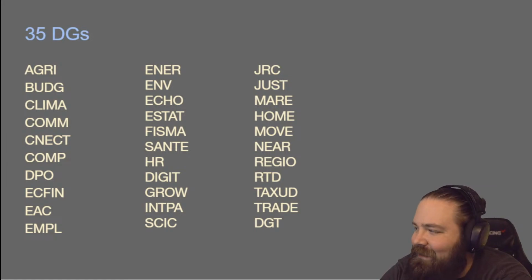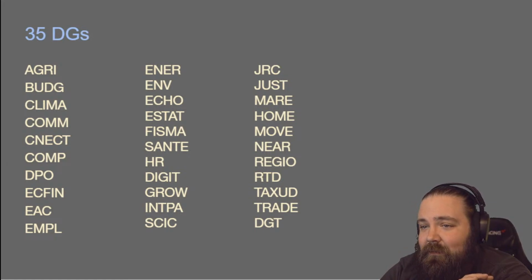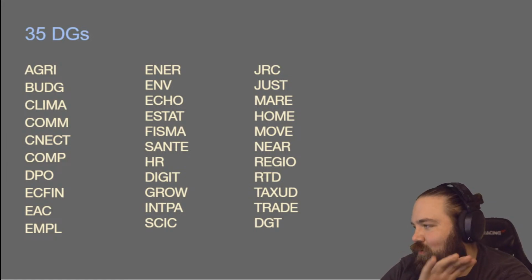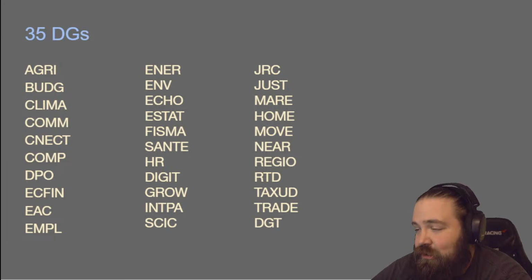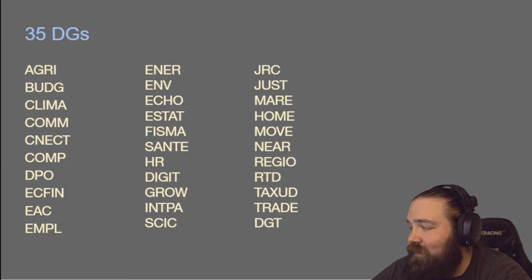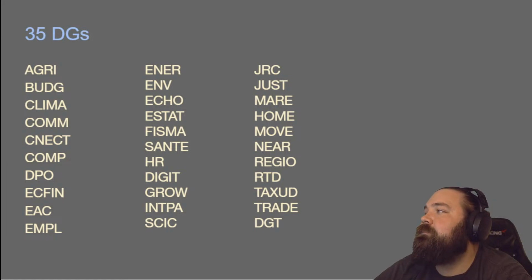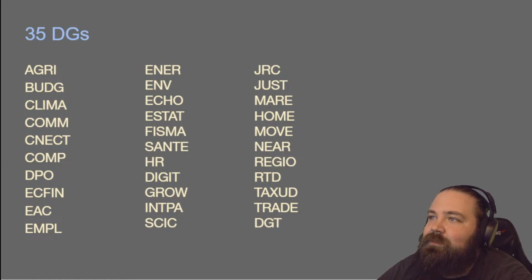Tax UD is the Taxation and Customs Union, also under the remit of the Taxation and Customs Union, Audit and Anti-Fraud guy, making sure that kind of things moving across borders, right? The taxation works properly there. Trade is European Commissioner for Trade. And finally, DGT is the Directorate General for Translation. So not just interpretation, but translation, making sure that all of the documents are the same across all the languages.